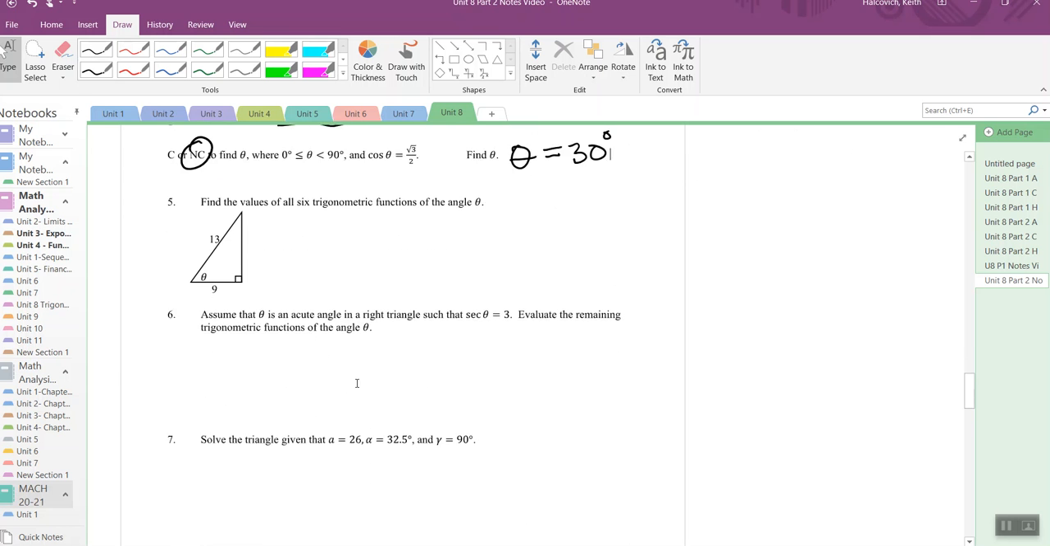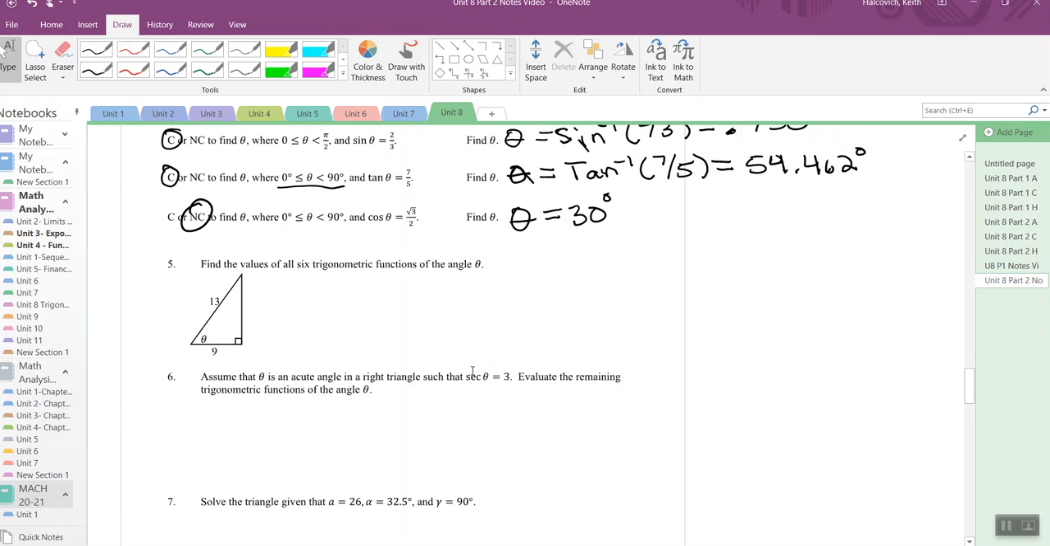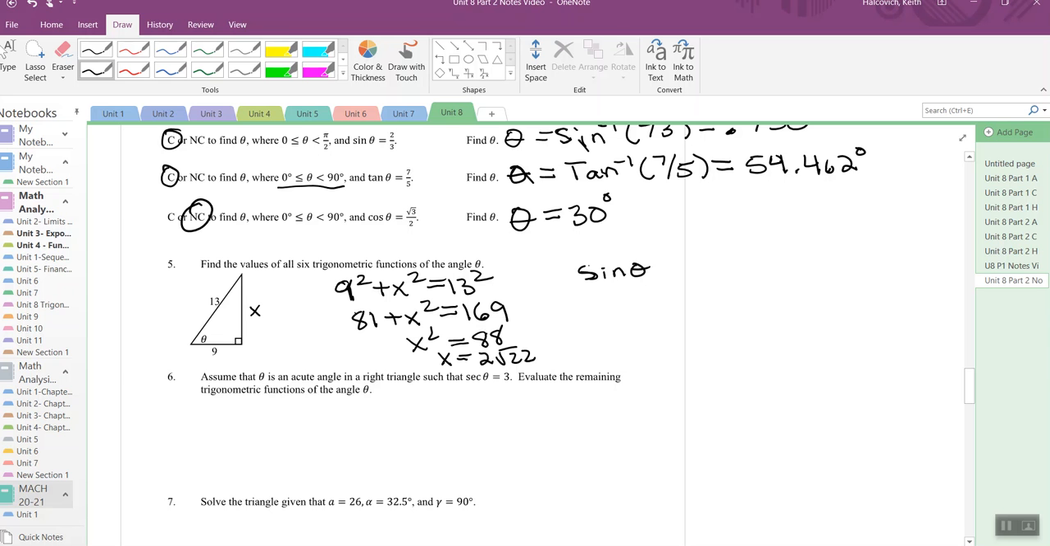All right, for the next one, finding the values of all 6 trigonometric functions of theta, the first thing you want to do is find this missing side here. So you've got to do the Pythagorean theorem. You're going to get that it is square root of 88, which is 2 rad 22. So we'll find the 6 trigonometric values of theta.